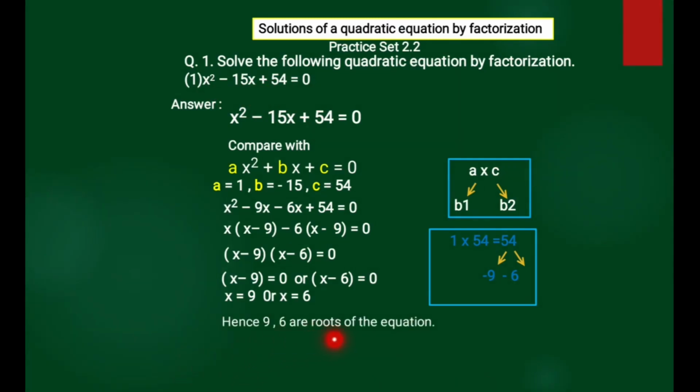Hence 9 and 6 are the roots of the equation. You can check by substituting the values x equals 9 and x equals 6 in the given quadratic equation. If these values satisfy the equation, then the calculated values are the solutions of the given quadratic equation.